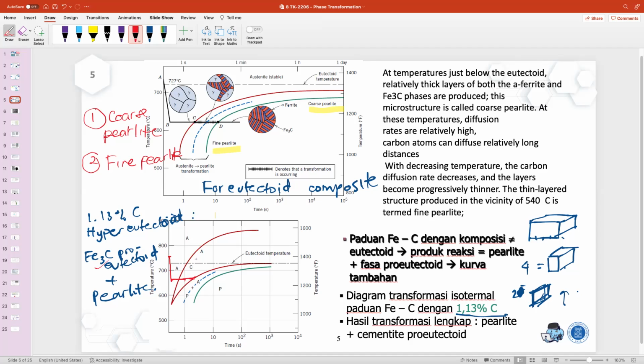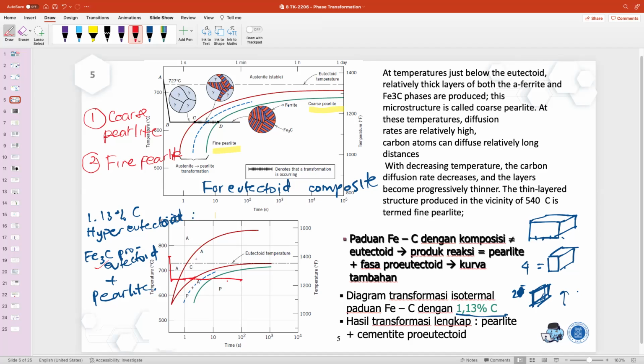After about 2 or 3 seconds, the remaining austenite will start to transform into pearlite. So that is the temperature, and that would be the strategy for processing.